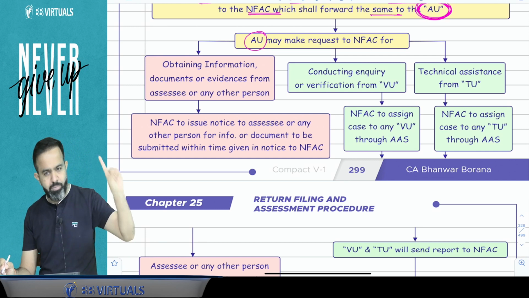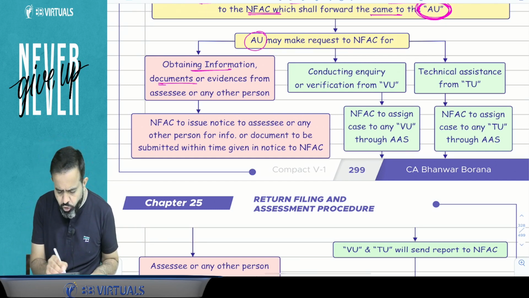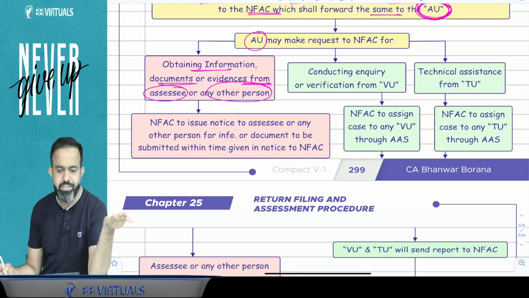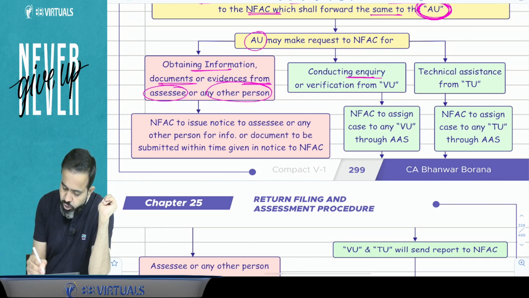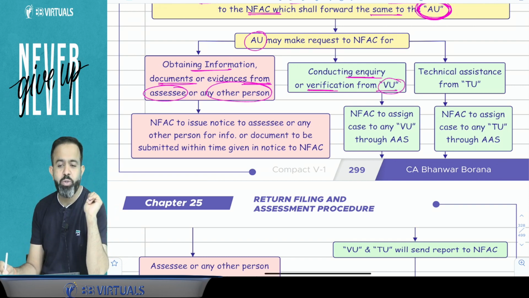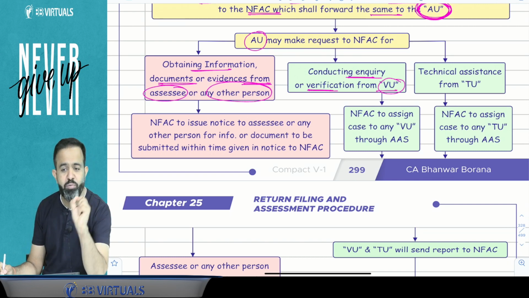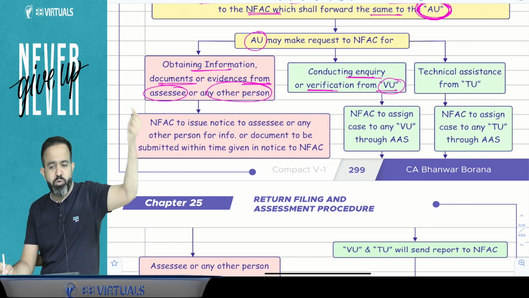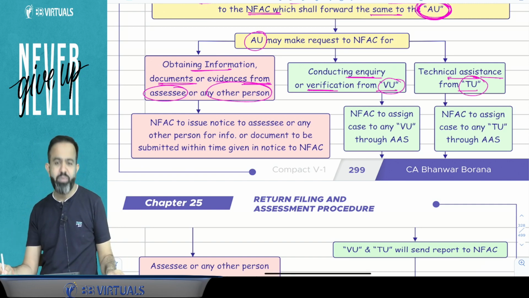Here the assessment unit will make the request to the NFAC for either obtaining information, documents and evidences from the assessee or any other person, or conducting inquiry or verification from the verification unit. VU means verification unit. Here the assessment unit wants that there should be a verification or inquiry from the verification unit. So here AU is requesting NFAC for conducting inquiry or verification from the verification unit, or any technical assistance from the technical unit. Then what will happen here?